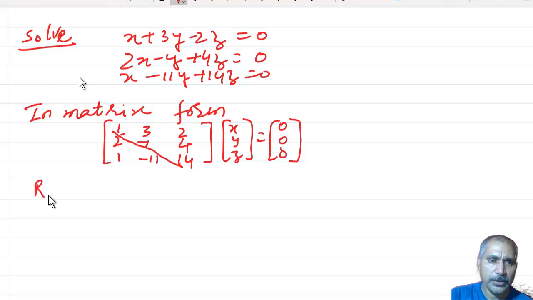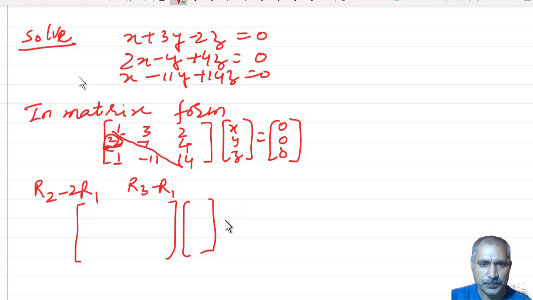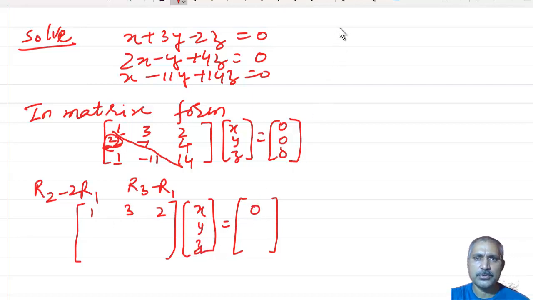For that we will do the operation r2 minus 2 times r1, because this is 2, and if we subtract 2 times 1, it will become 0. And here we have the same number as r1, so we will just subtract r3 minus r1. Now we are changing row 2 and row 3. Row 1 will remain as it is. So let us copy row 1 first: 1, 3, minus 2, x, y and z, and here we have 0. We will do the rough work on the right side, so let us create some rough space for that.